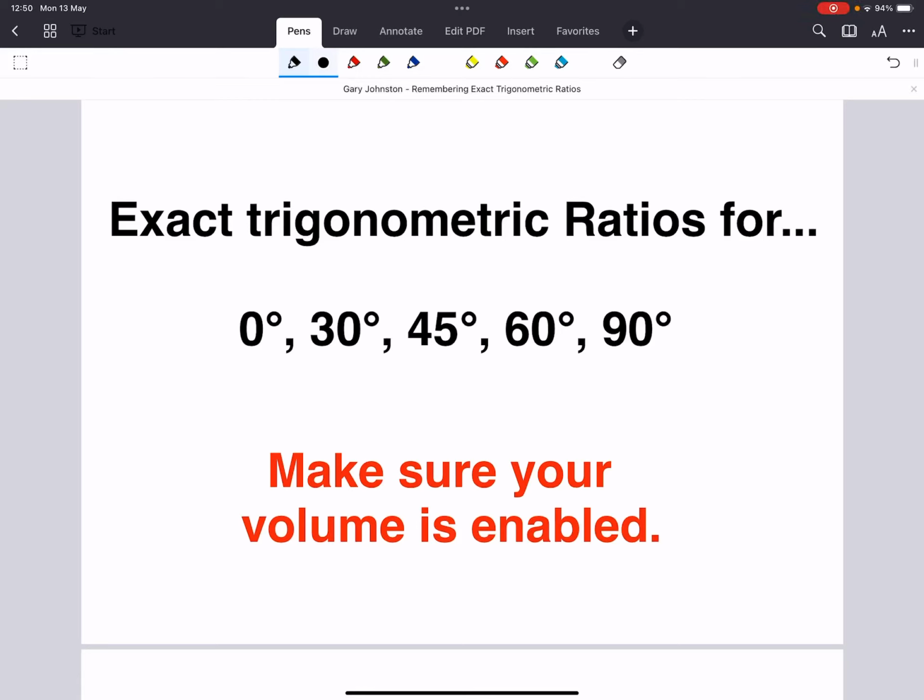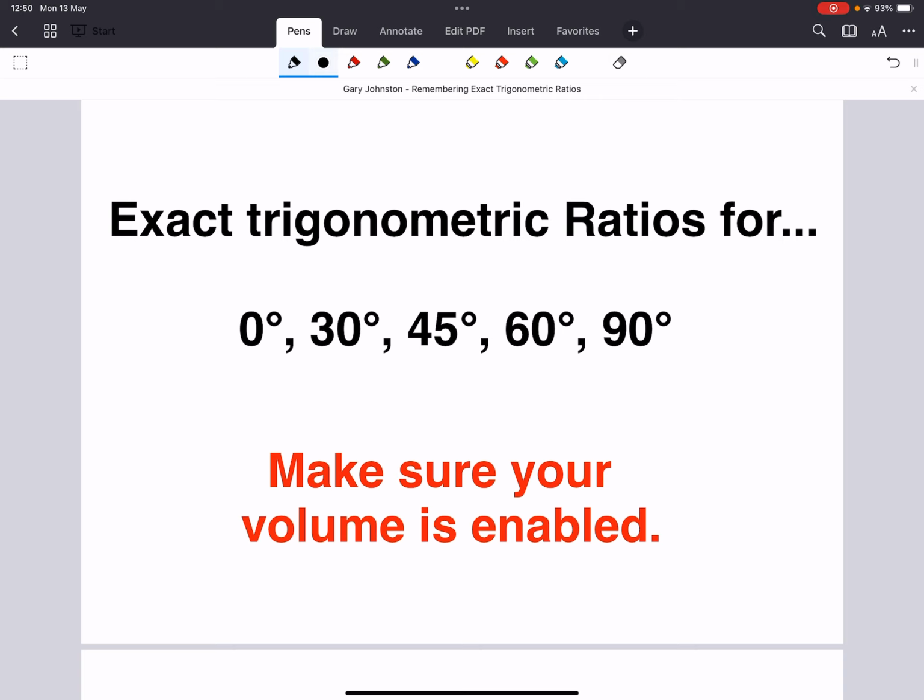Hello, it's Gary here. Just a short video to present you with a method by which you can easily remember and recall the 5 exact trig ratios that you might need in the upcoming GCSE exams. In particular, paper 1, which is non-calculator, on both the foundation and the higher tiers, has a requirement for you to use the exact trig ratios for the 5 angles shown on the screen.